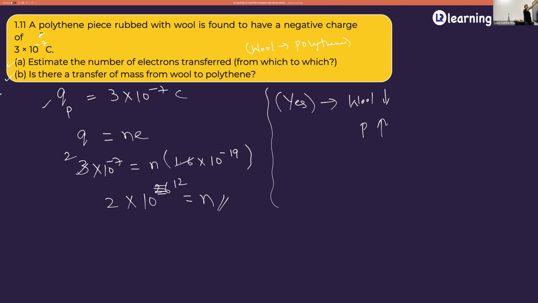Because they told, found to have a negative charge. Polythene piece rubbed with wool is found to have a negative charge. Polythene is the subject, the first one. In the actual question, you should have had a punctuation like this: a polythene rubbed with wool, comma, is found to have a negative charge. I hope now you got some idea of how the mass concept works, right?